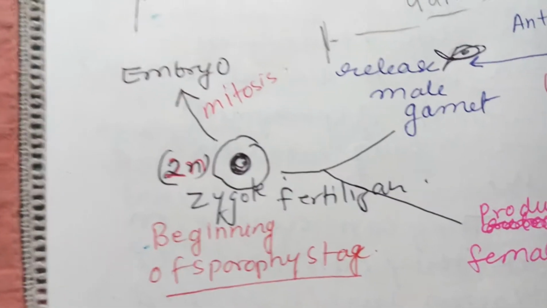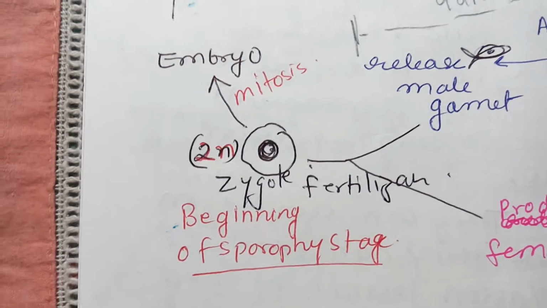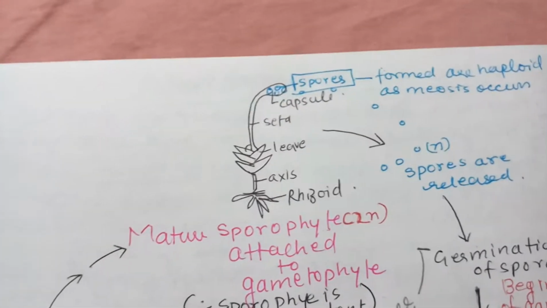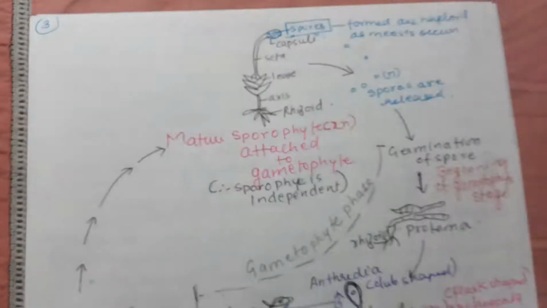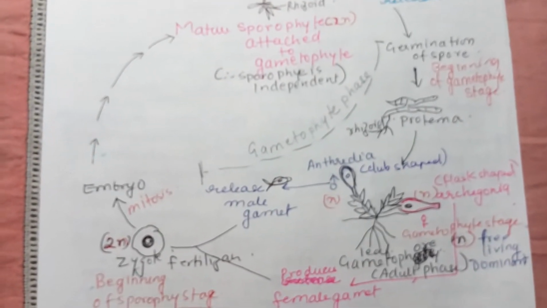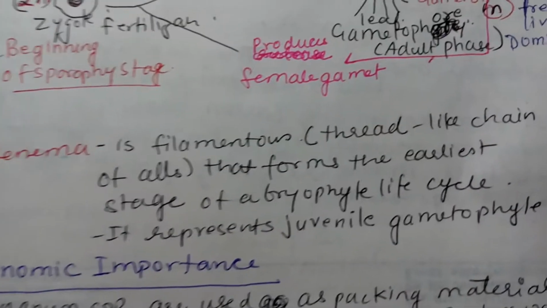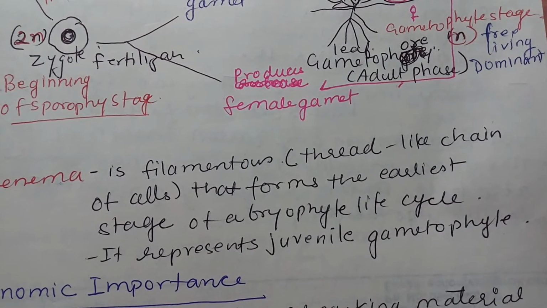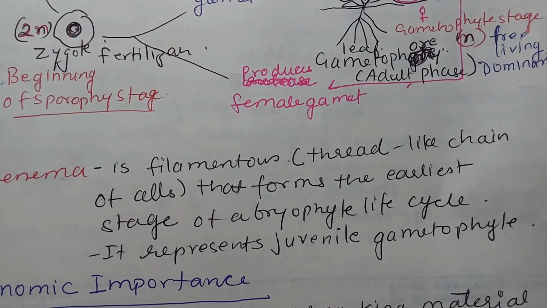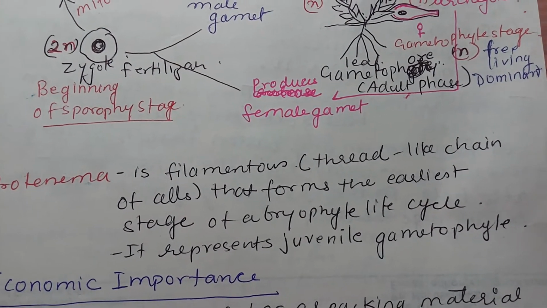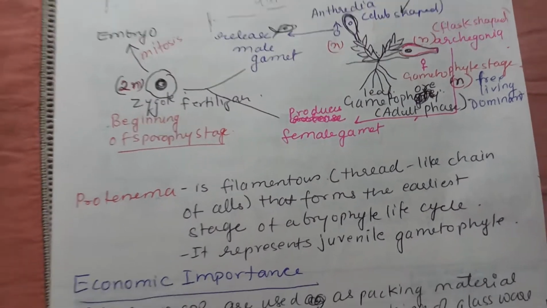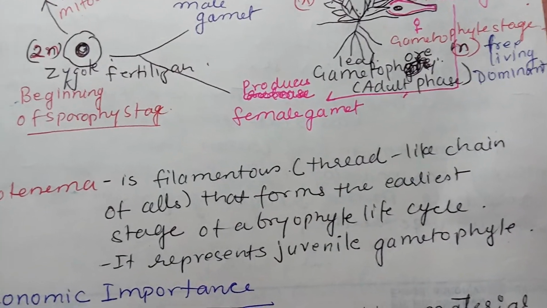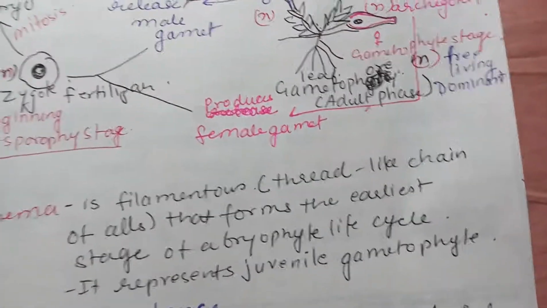Now once the zygote is formed, this is the beginning of the sporophyte stage. Then later on, so many developmental stages are there, and then it will give rise to a mature sporophyte. So this is how the cycle continues. And now protonema is a filamentous thread-like chain of cells that forms the earliest stage of a bryophyte life cycle. It represents the juvenile gametophyte. Juvenile means the immature one. Okay, it is not the adult one.